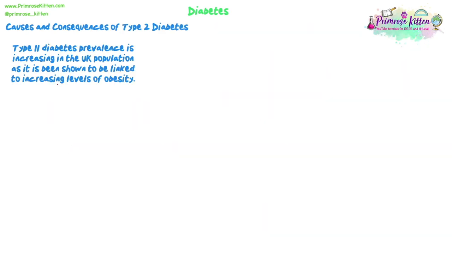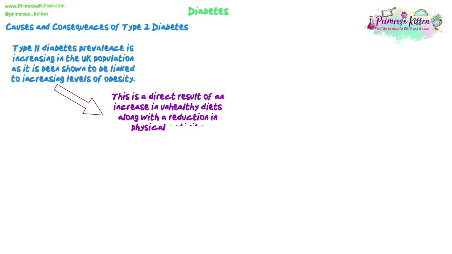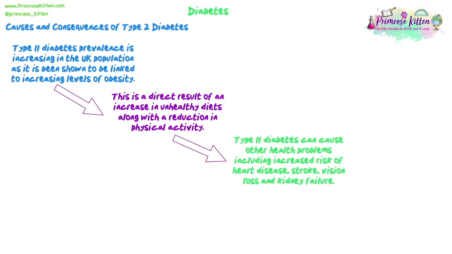Okay, so the causes and consequences of type 2 diabetes constitute an actual global health issue, but also in the UK. Type 2 diabetes is increasing in the UK population because it's been linked to increasing levels of obesity. The increasing levels of obesity in the population have directly caused this increase in type 2 diabetes. That has been demonstrated. The obesity crisis is a direct link of unhealthy diets in the population, along with reduced exercise and activity in the population.